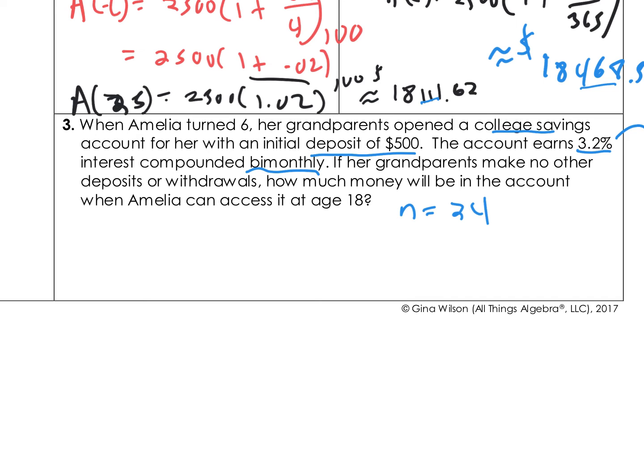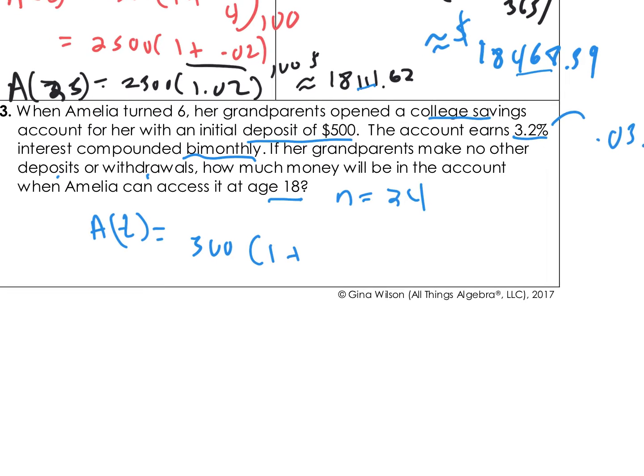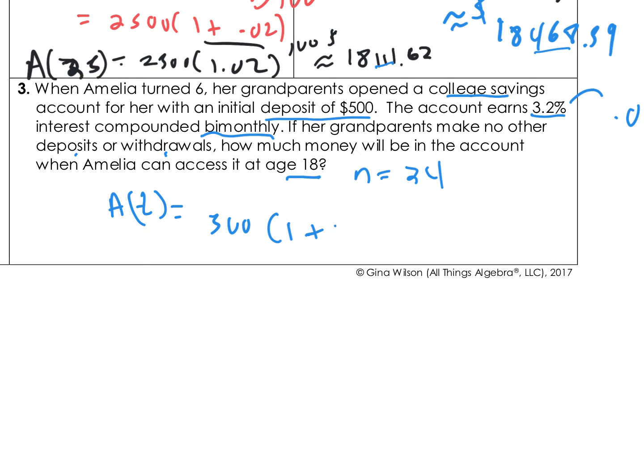So, let's see, the grandparents make no other deposits or withdrawals. How much money will she have at 18? So here's my thought. Stop me if you disagree. The amount of money in the future will be that $500 times 1 plus, I did the interest rate as 0.032, so let me get that one correct. 0.032 divided by that 24, all raised to that 24t. Okay? Does that look good so far?